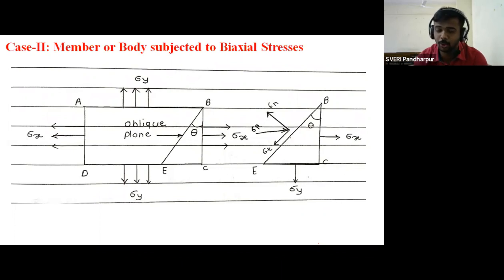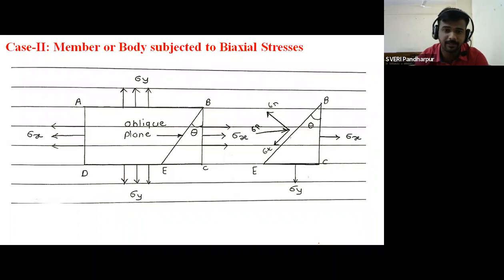Means during the calculation of normal and tangential stress on the oblique plane, we have to consider the effect of sigma x and sigma y. In case number 1, sigma y is not given. That's why in the sigma n and sigma t formulas we cannot consider the effect of sigma y, because the sigma y value is not given.